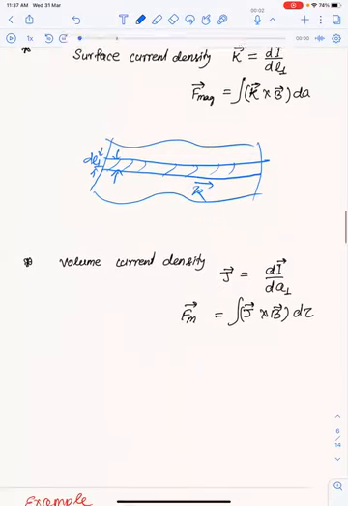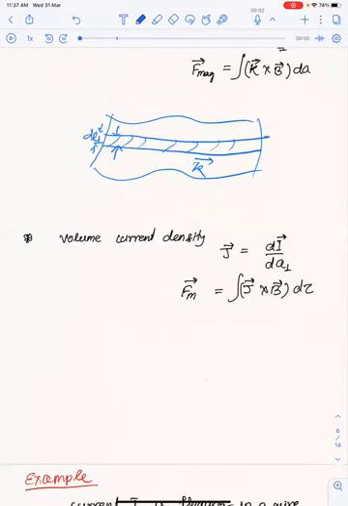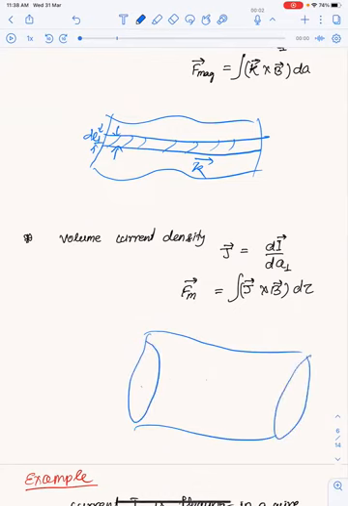And again, you can have a similar expression for volume current density. In the case of volume current density, you are thinking of a system where you have some sort of a wire or a volumetric material. My drawing is bad, but in that you have a volume element, a kind of parallelepiped, which is going like that.